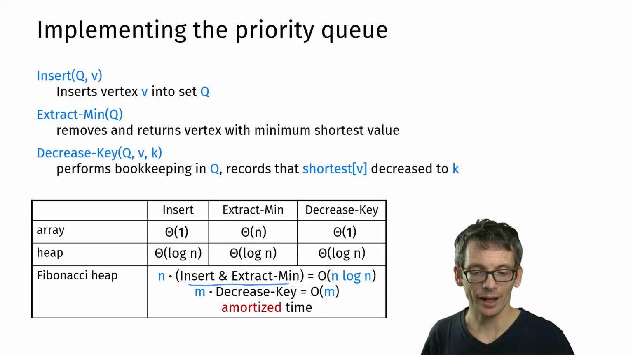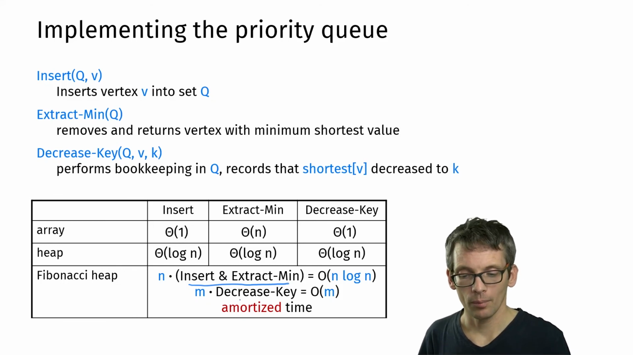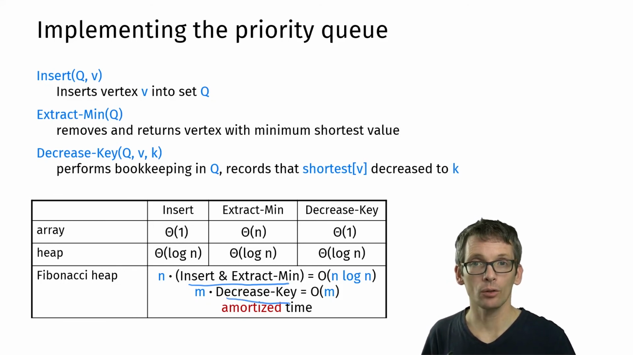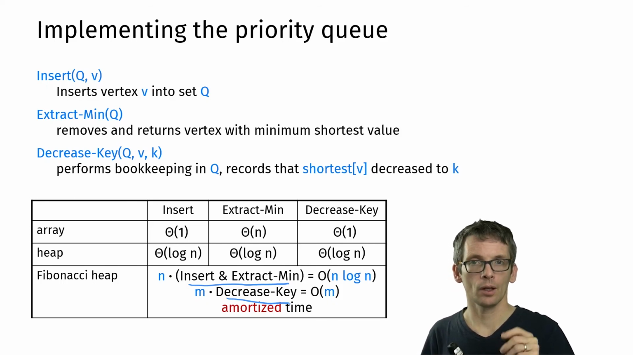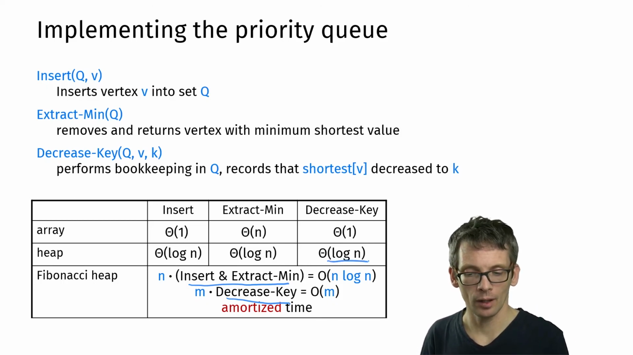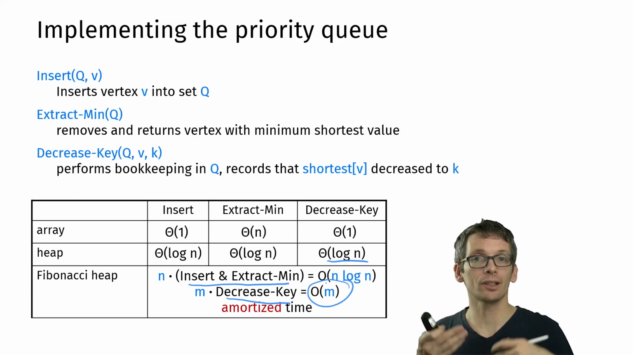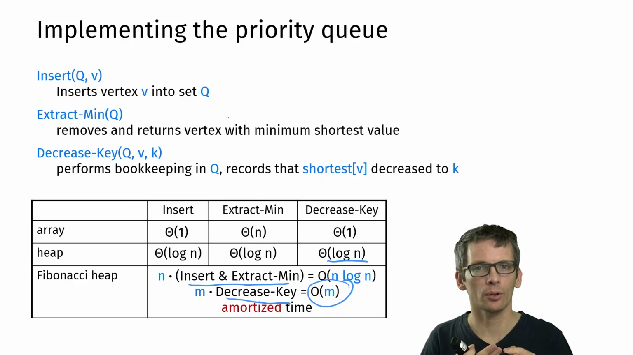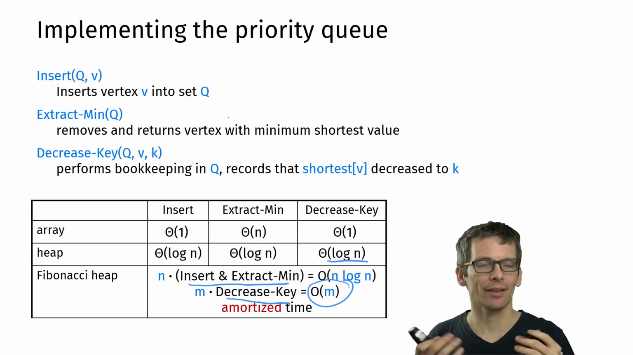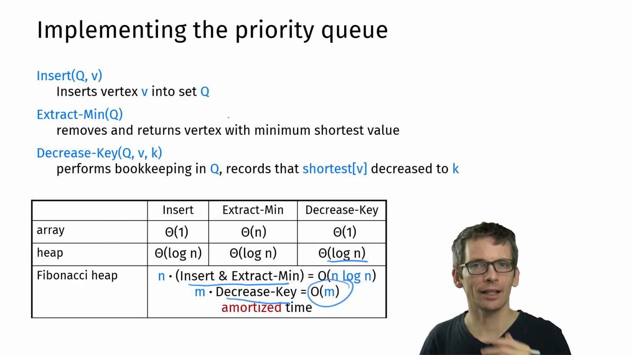And the running times that we get for that is, for insert and extract min, log n, so that gives us n log n. But decrease key we can do in amortized constant time. So not in log n time as for a min heap, but in amortized constant time, and that gives me O of m for all of the decrease key calls. So using Fibonacci heaps, Dijkstra's algorithm runs in O of n log n plus m time, and that's as good as it gets.